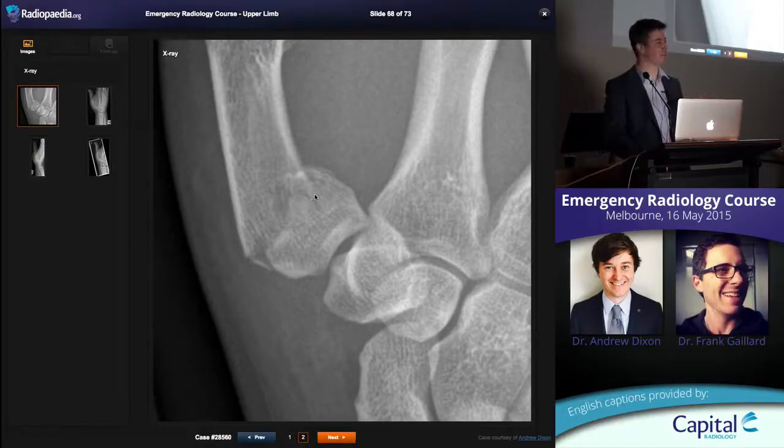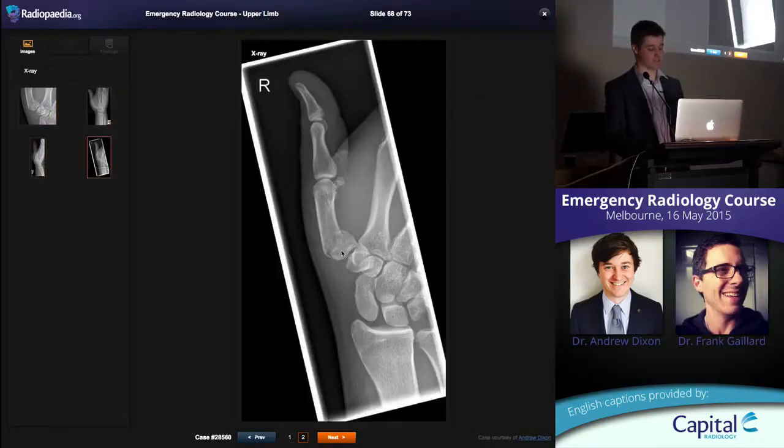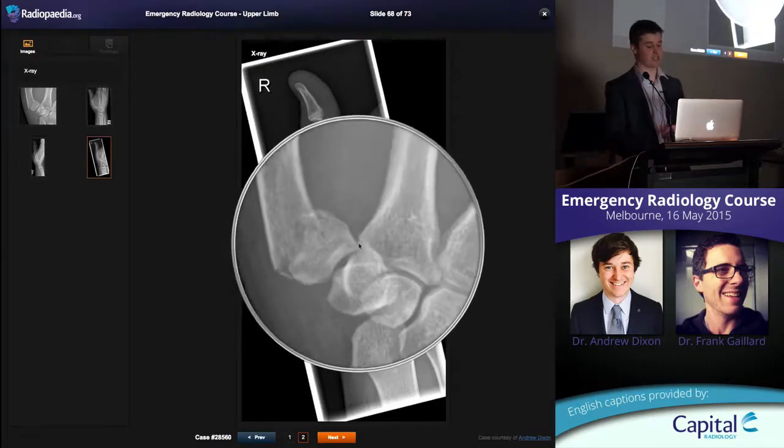Because as soon as they see this case, they're going, oh, I know this. Base of the first metacarpal, it's a Bennett or it's a Rolando, and the trick is that this one's neither of those, okay? So Bennett's fracture, Rolando fracture have to be intra-articular, okay? So this doesn't go into the joint, all right? So this is just a fracture that is nowhere near going into the carpometacarpal joint.